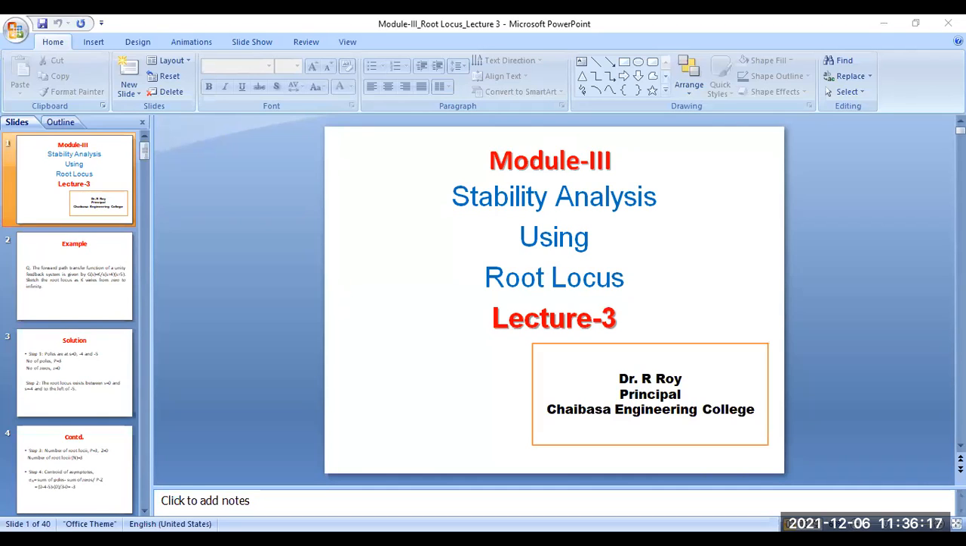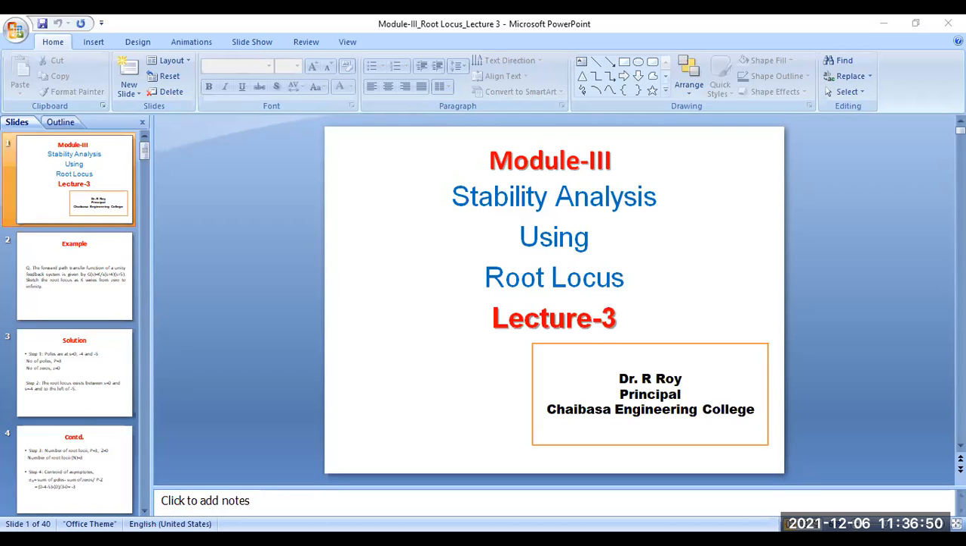Now the first example: the forward path transfer function of a unity feedback system is given by G(s) = K / (s(s+4)(s+5)). Sketch the root locus as K varies from 0 to infinity. So a forward path transfer function is given, and feedback is unity. You are supposed to draw the root locus and sketch it on the graph paper.